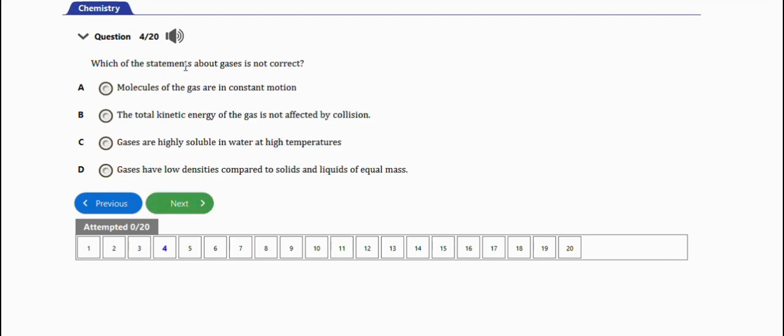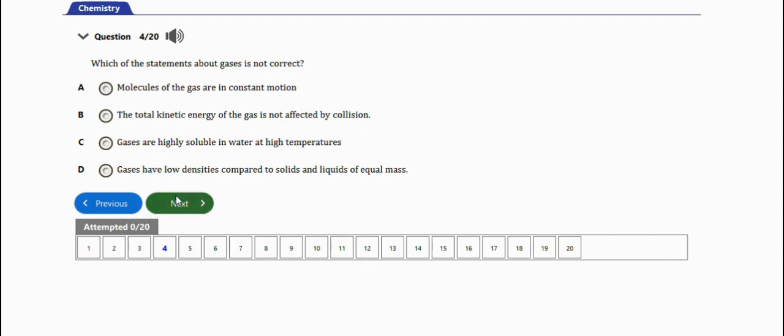It says, which of the statements about gases is not correct? Molecules of the gas are in constant motion. That's correct. The total kinetic energy of the gas is not affected by collision. That's correct. Gases are highly soluble in water at high temperature. This is not correct. Gases have low densities compared to solids and liquids of equal masses. That's correct. So the one that is not correct is option C, gases are highly soluble in water at high temperature.